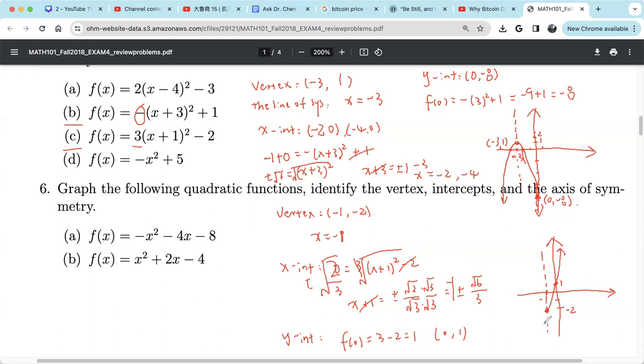And this is the line of symmetry, so the left-hand side has to be the same. Then we just mark these two points. This point will be -1 minus radical 6 over 3, comma 0. And this point we mark as -1 plus radical 6 over 3, comma 0. Okay, that's C. Now let's see D.